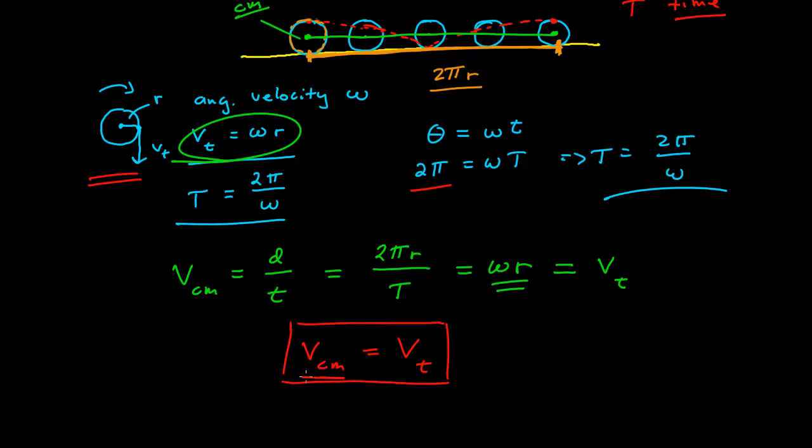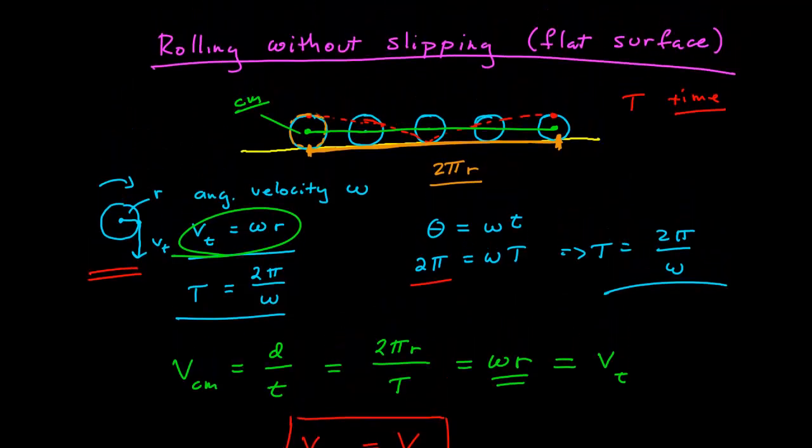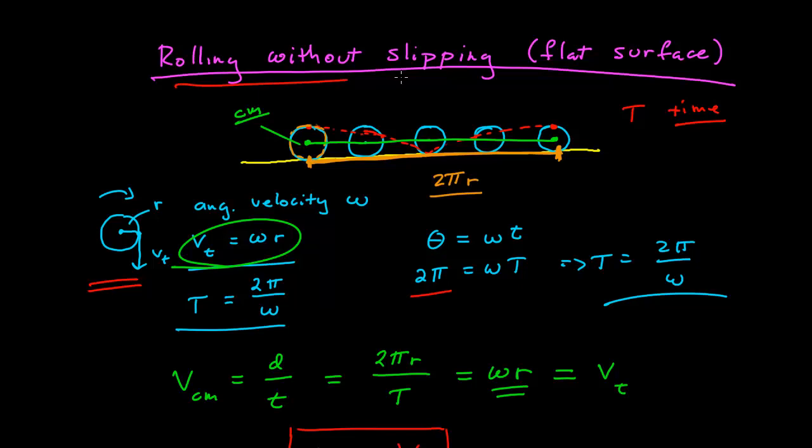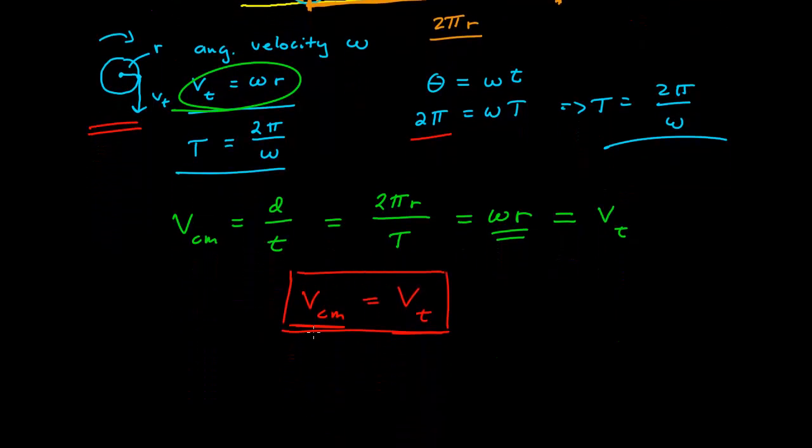The velocity of the center of mass of the cylinder is equal to the tangential velocity of a point on the cylinder. And so remember, these are the two conditions: that it's not slipping and it's on a flat surface. But this is the important relationship that we want to use.